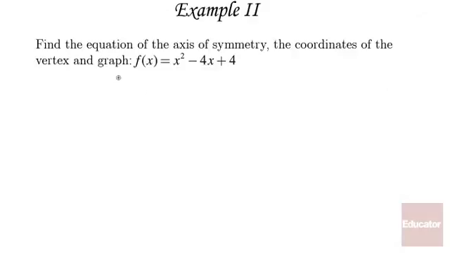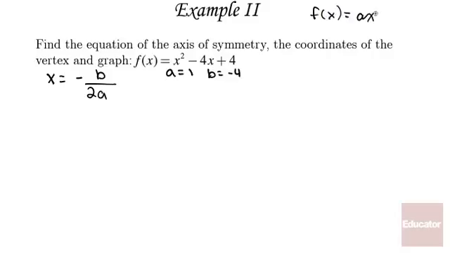Okay, again, find the equation of the axis of symmetry, the coordinates of the vertex, and graph. So the equation of the axis of symmetry is given by x equals negative b over 2a. And here I have a equals 1, b equals negative 4, because f of x in standard form is ax squared plus bx plus c.